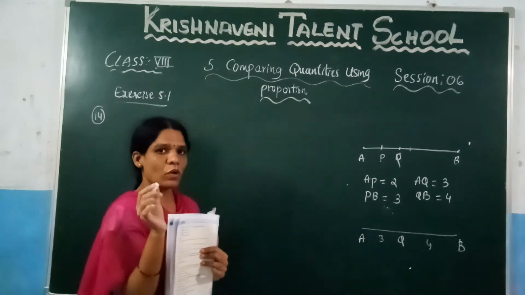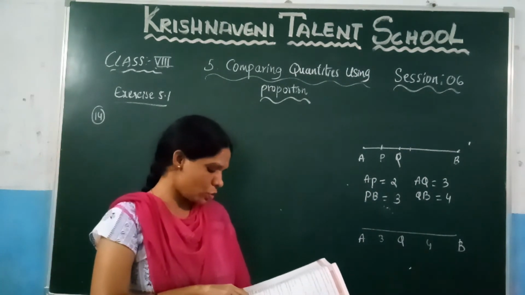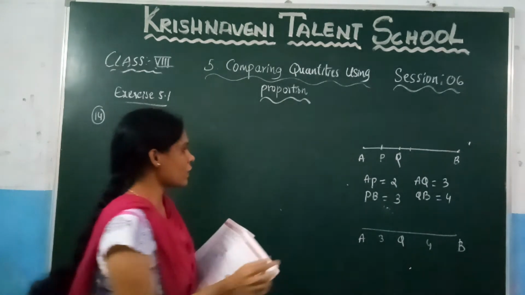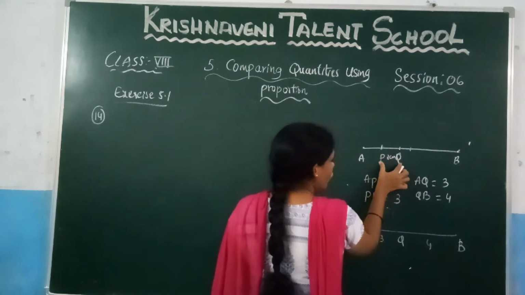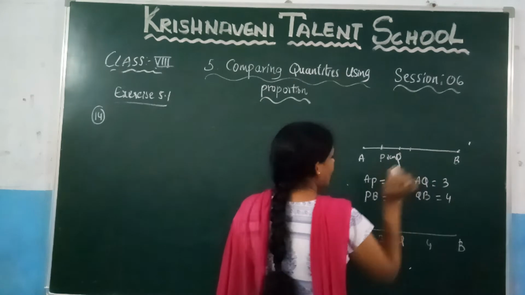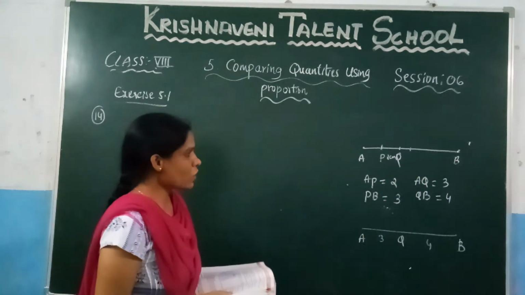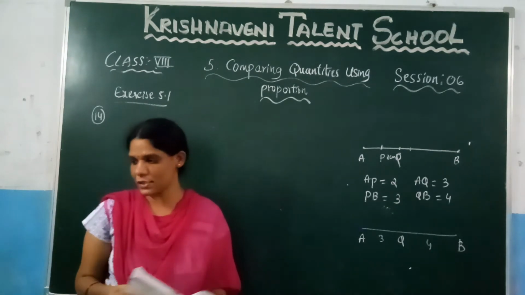Right? And what they have given in the question after that, if PQ is equal to 2 centimeters, then find the length of the line segment AB. They have given the length of this one. This is 2 centimeters, the length of PQ. And you need to find the length of AB. This is the information they have given together. Based on this information, you need to find the length of the line segment AB. Let us see this problem.